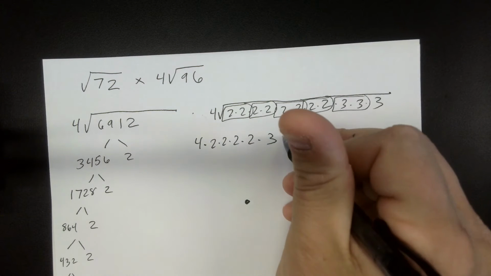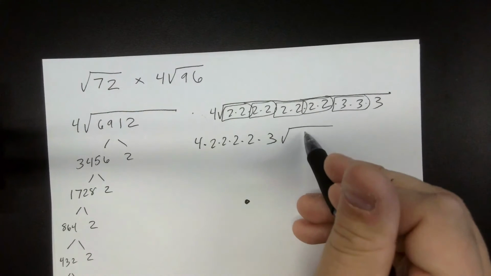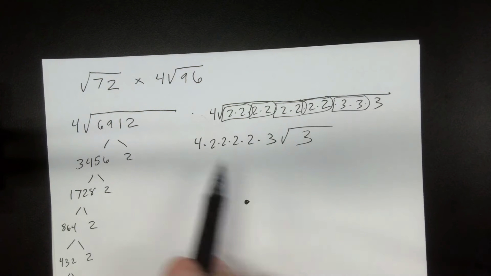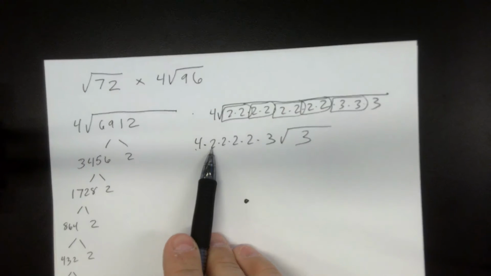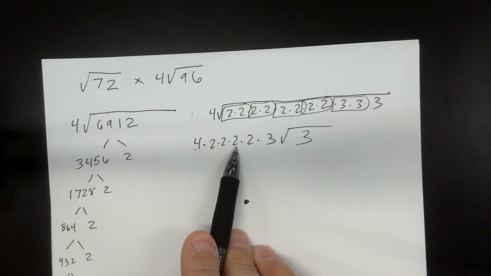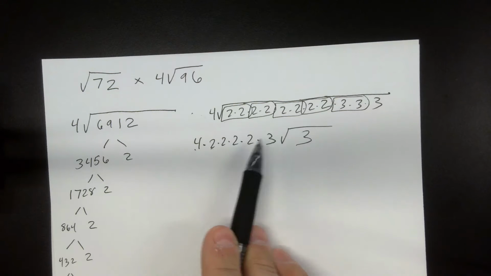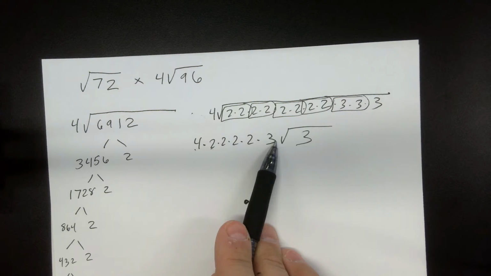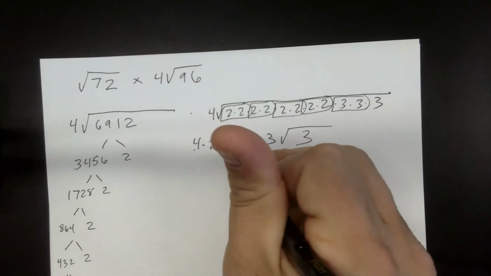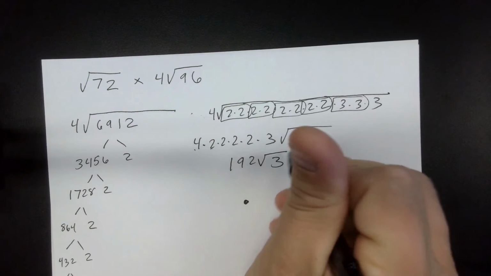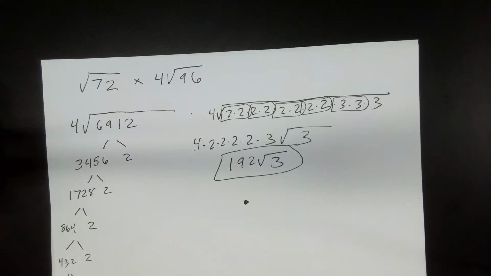Okay? With what left over? Just a 3. So 4 times 2 is 8, 16, 32, 64. 64 times 3 is what? 192 square root of 3 is your solution.